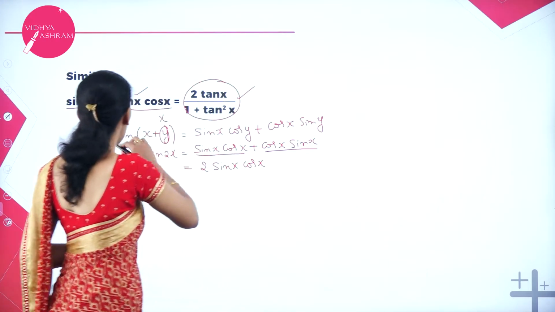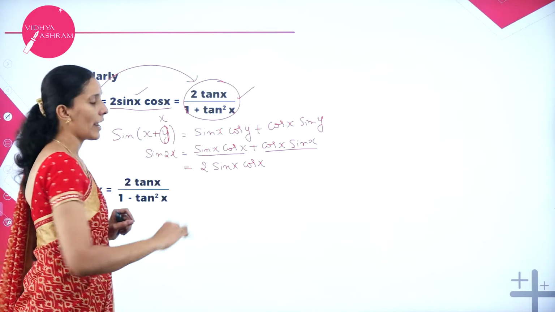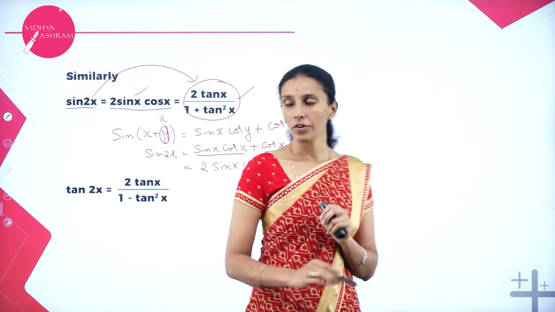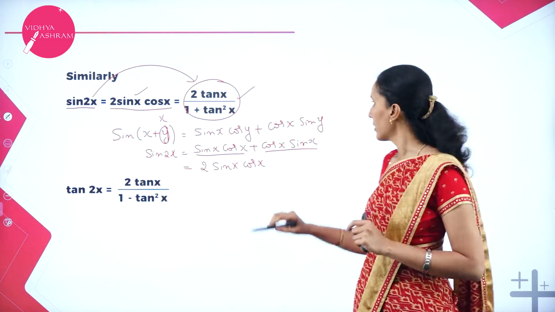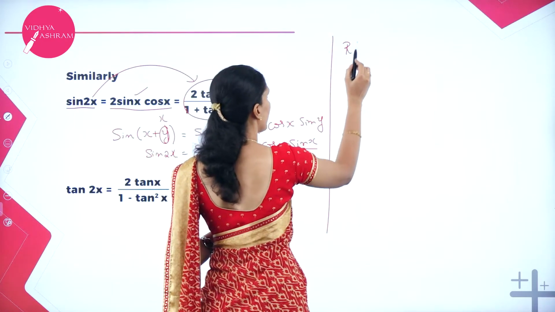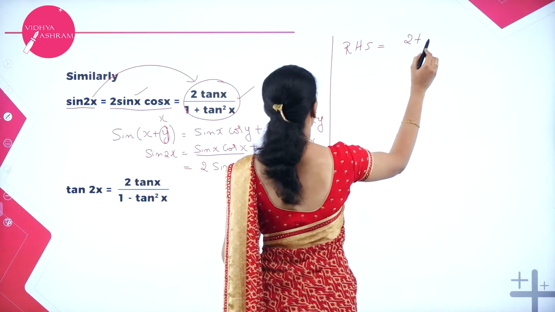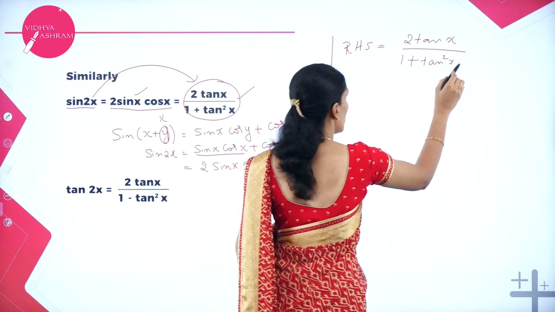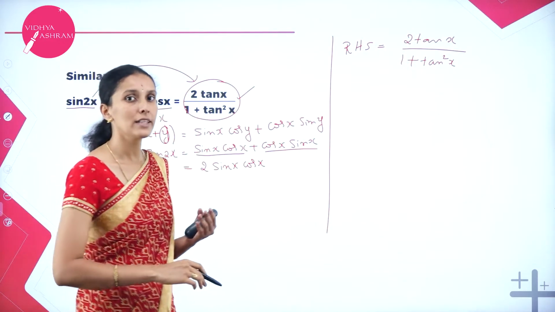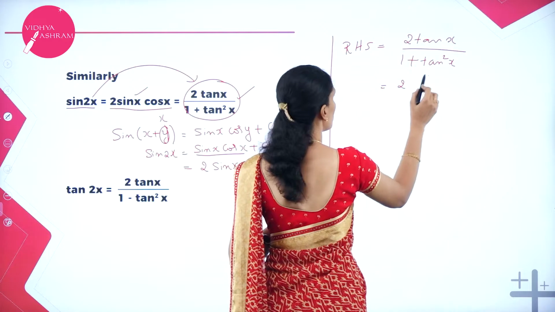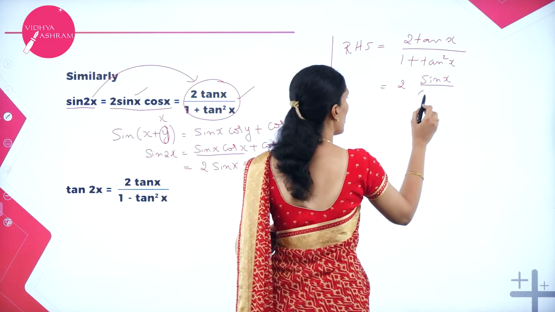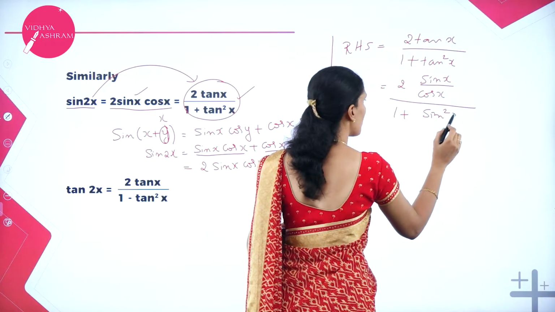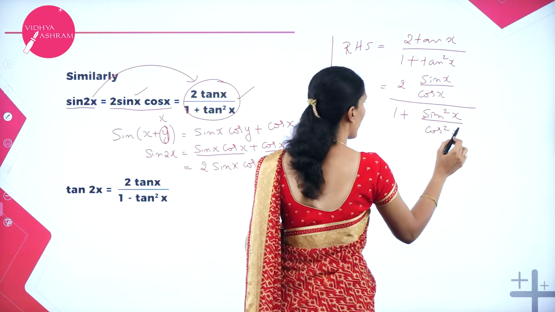So, we can take sin 2x as 2 tan x by 1 plus tan square x also, or we can prove from right hand side to left hand side. I'll take the right hand side part, that is 2 tan x divided by 1 plus tan square x. Whenever you get tan, replace with sin by cos. So, it is 2 sin x by cos x whole divided by 1 plus sin square x by cos square x, because you have tan square x there.